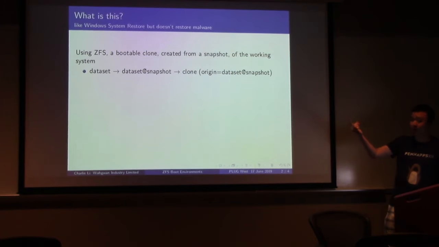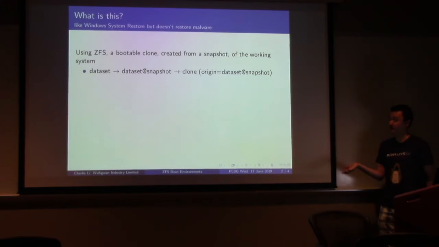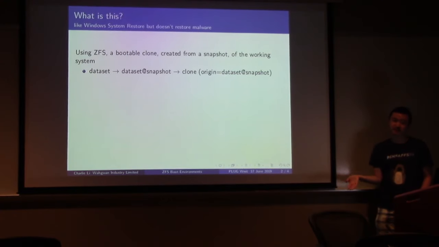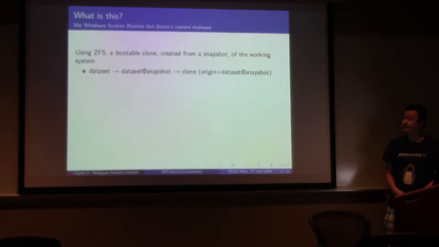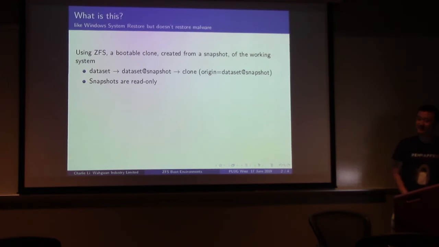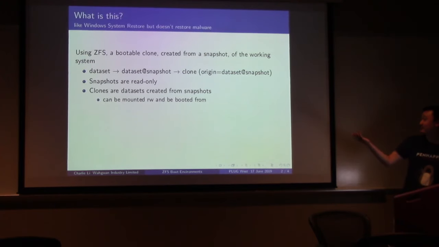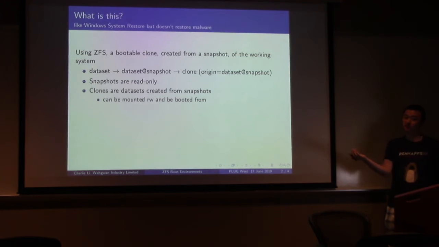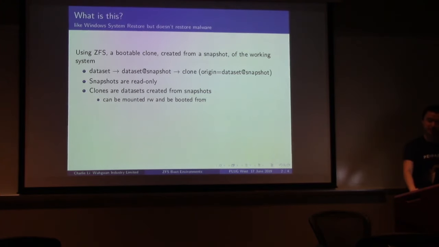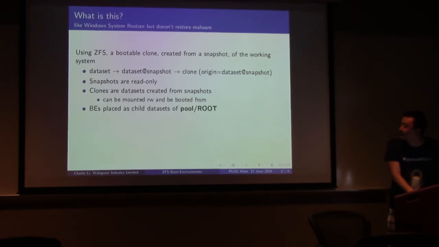So you start off with just a regular data set, which just happens to be mounted as your root file system. Then what happens when you create a new boot environment is that it creates a snapshot of that data set, and almost at the same time clones that snapshot, because snapshots are read-only. Clones are just data sets created from those read-only snapshots that you can then mount read-write, boot from, mount wherever, things like that.